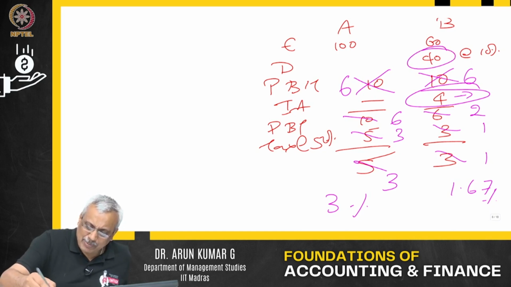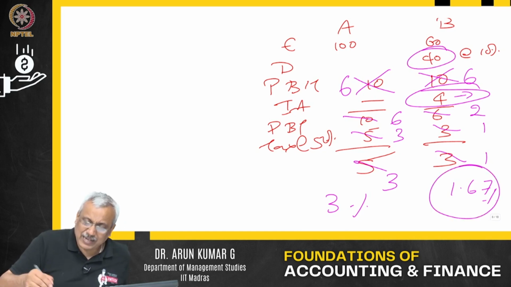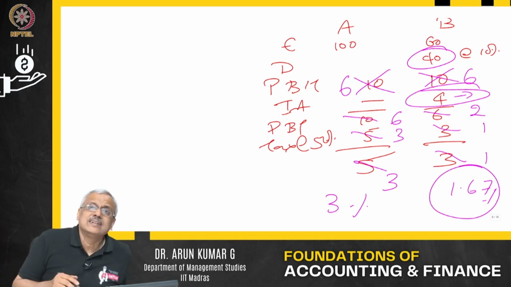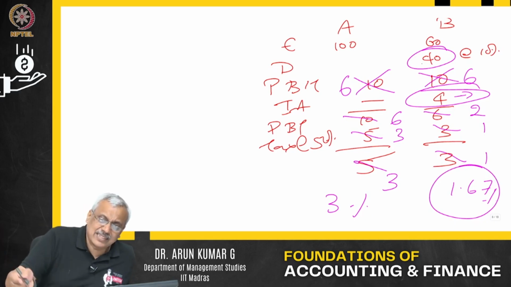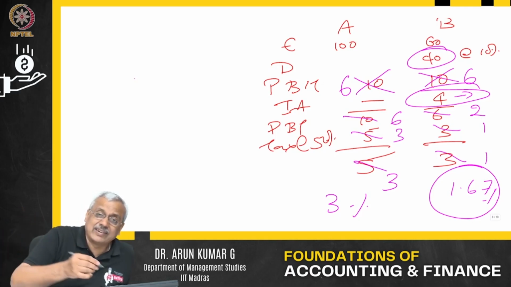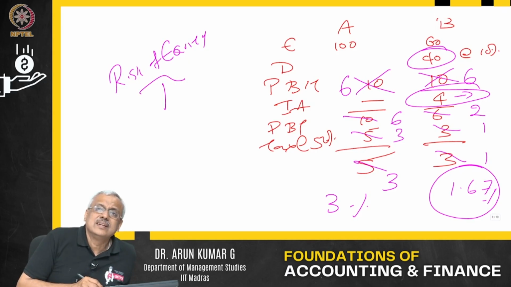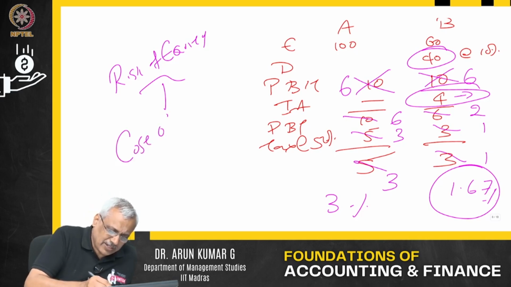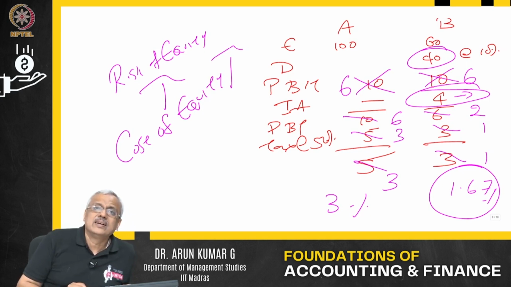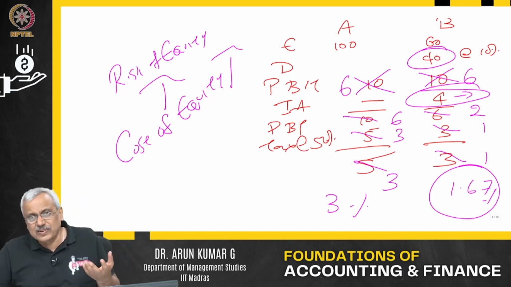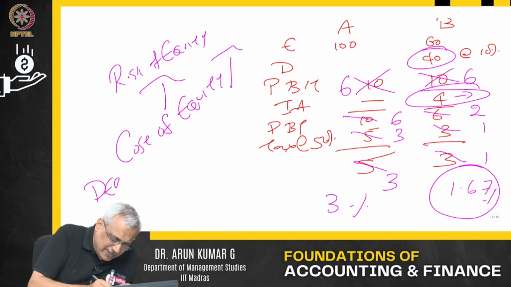The moment debt is there in the capital structure, the cost of equity increases, because forget about new debt, even the old debt raises the risk of equity holders. If the risk of equity increases, the cost of equity will increase. So then we eliminate debt completely and have only equity? That also will not be a solution, because debt is always cheaper.